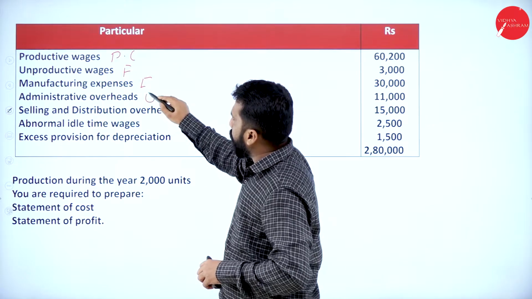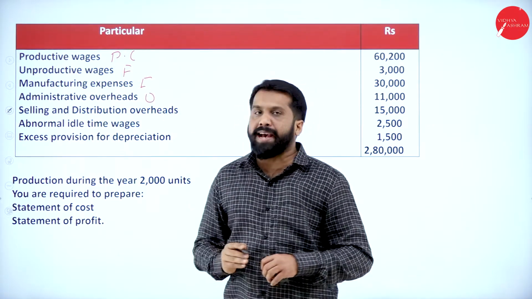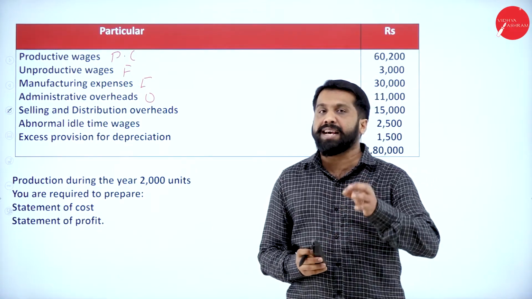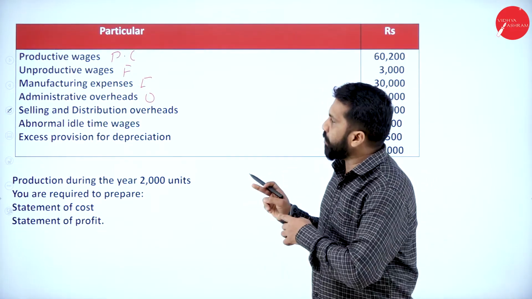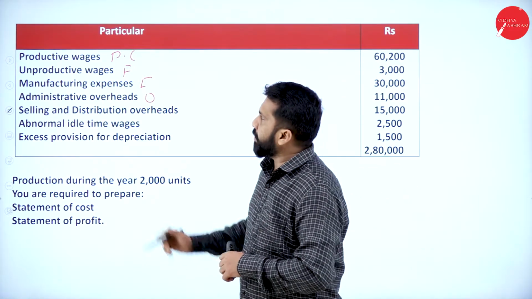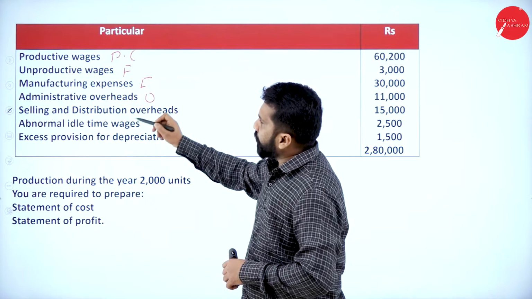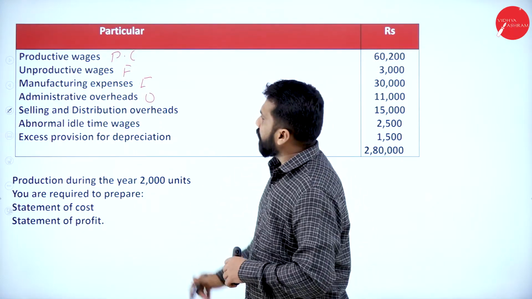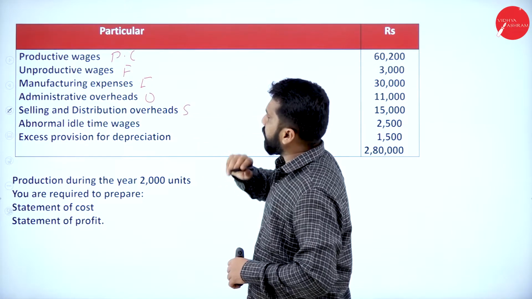Administration comes under office. See, in this problem, they have not given individually how much for rent, how much for salary, like that. Individually, they have not given. They have given directly, like direct administration, direct selling, direct manufacturing. Now, selling and distribution comes under selling and distribution.